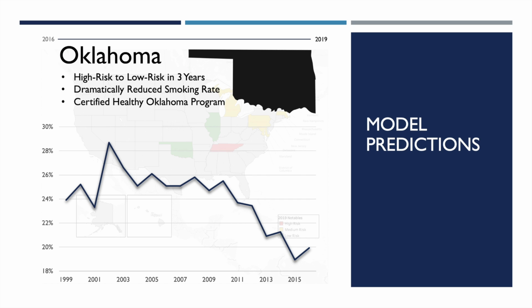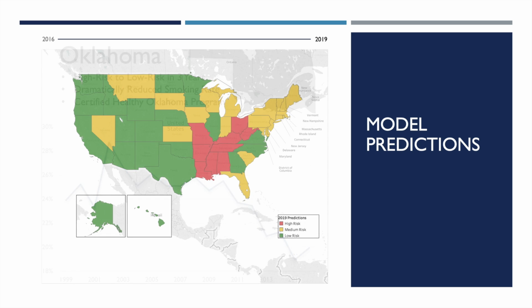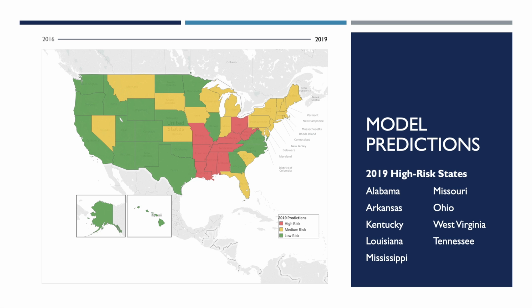In the meantime, let's zoom back out and have a look at 2019 predictions in the context of the full map. So, we have a total of 8 states that remain at high risk, and we are adding Tennessee to that list since they're projected to move from medium to a high risk rating.